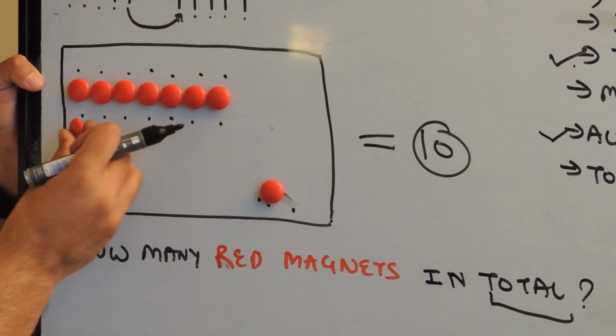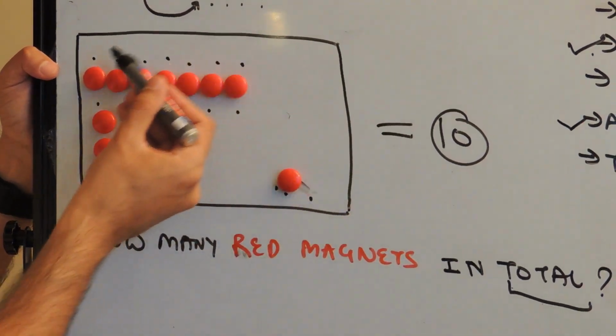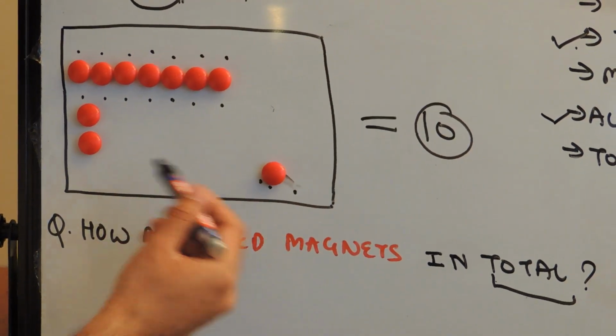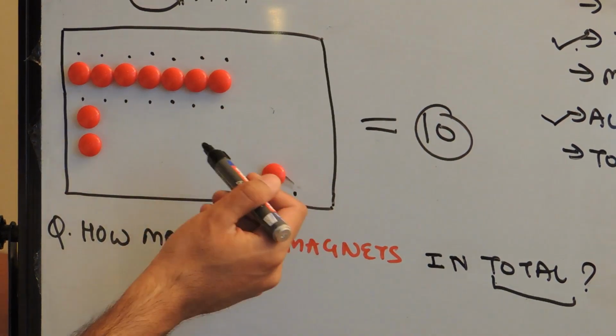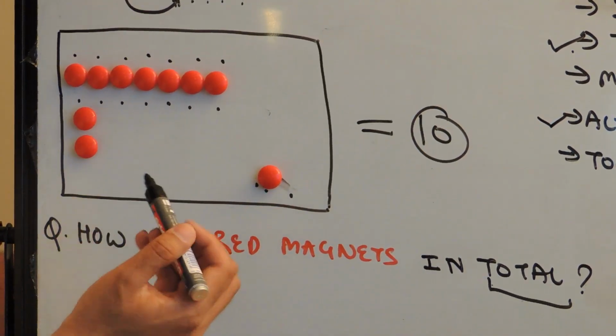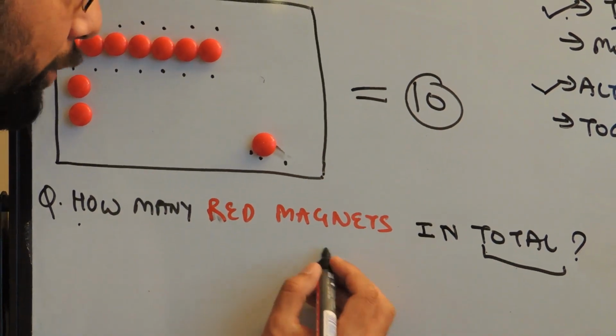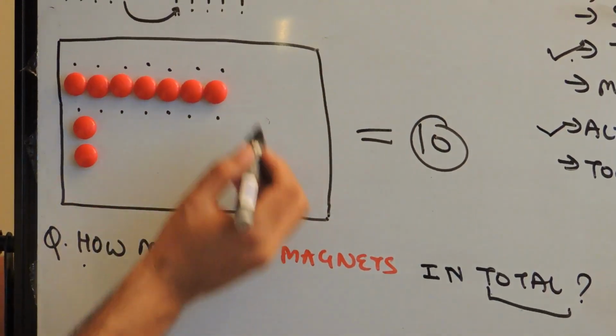So it doesn't matter wherever we take the magnets as long as they are inside the box, because we are performing the exercise related to all the red magnets present inside the box. I'm talking about how many magnets in total inside the box. So this is inside, right? I'm talking about the inside of the box.